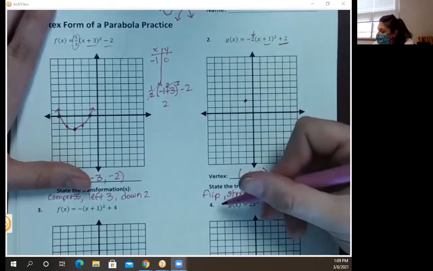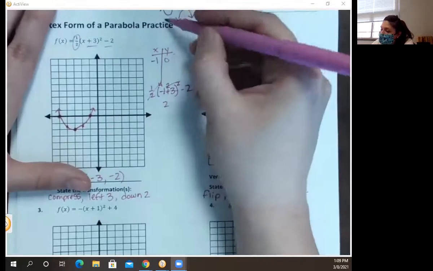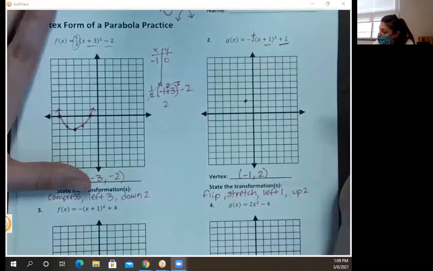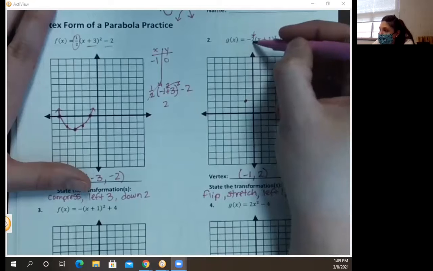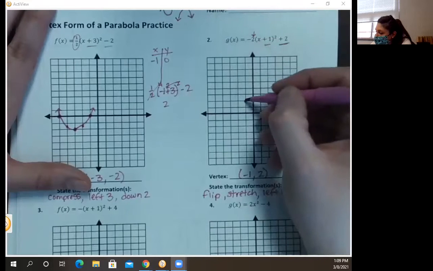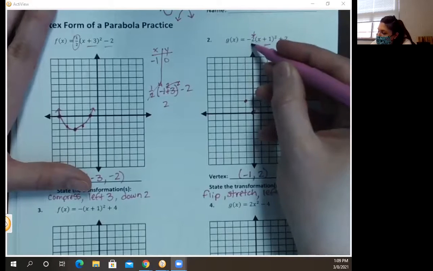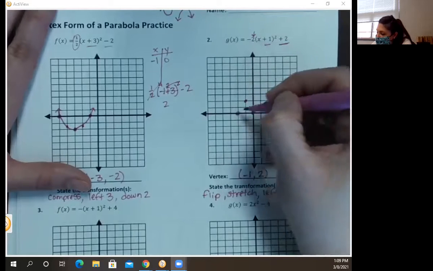And then our graph is flipped. So again, instead of opening up with this U shape, we're going to open down like an umbrella. And then we're stretching by 2. So instead of going up 1, out 1, I'm going to go down 2, out 1. Down because we're flipped, and 2 because I've got that 2 coefficient there. We're stretching.